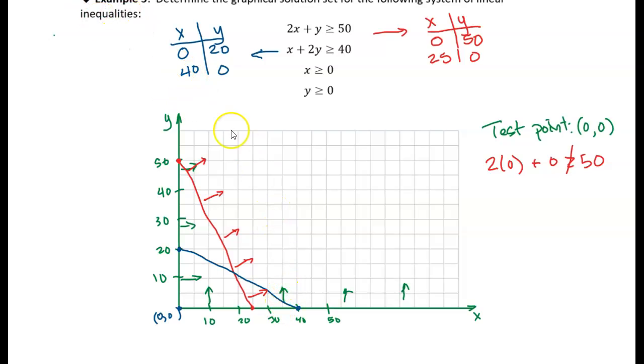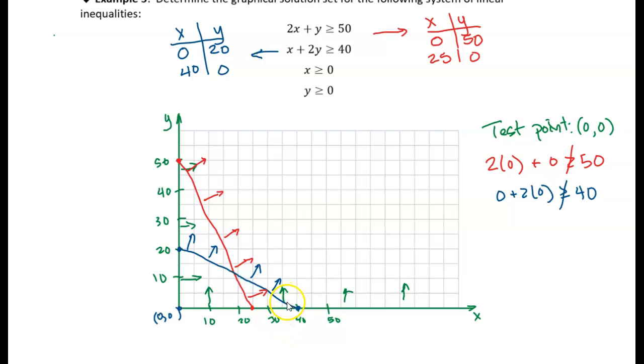Okay, now let's test the other line. All right, again, I can use 0, 0. I'm just going to use 0, 0 because it's easy. So 0 plus 2 times 0 has to be greater than or equal to 40, we're looking for the points where it's greater than or equal to 40. But again, you can see 0 is definitely not greater than 40. So 0, 0 is on the wrong side, so the side that I want to shade is going to be that.